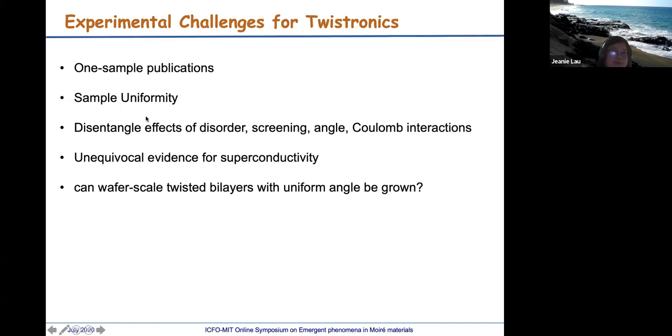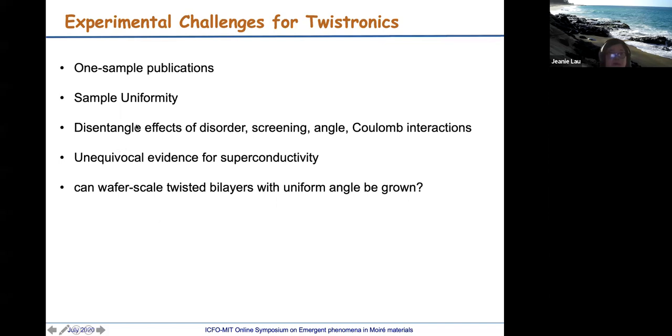Another is sample uniformity. Of course, in the early days we saw samples where the twist angle can vary across a sample, by measuring different pairs of leads. But Dima Efetov's group, for example, has contributed greatly to this field by producing samples of very large angular uniformity. Still, some more recent work, for example from Pablo's group, shows that even within the same sample you see small variations spatially. Even though globally the transport indicates the angle is the same, you might still have small angle variations within the sample spatially.